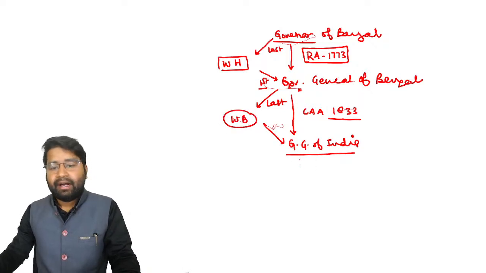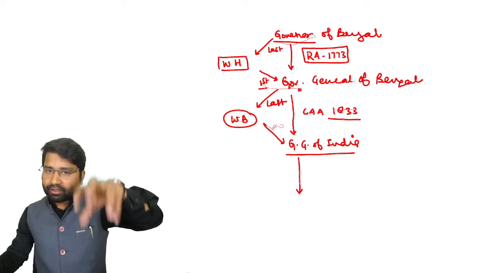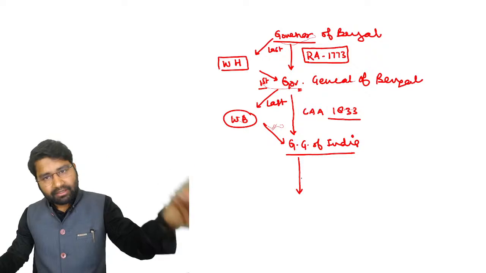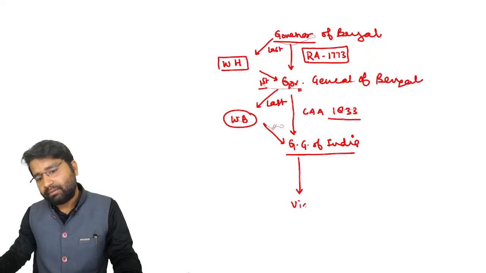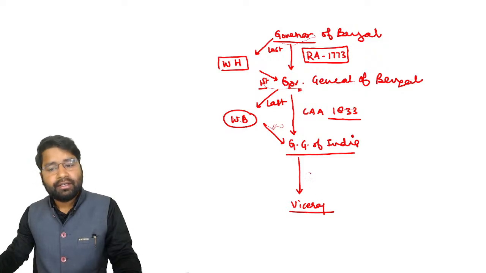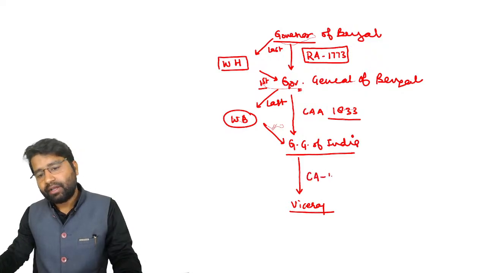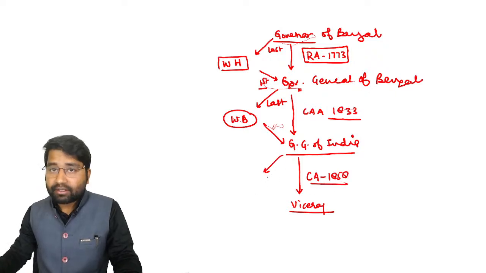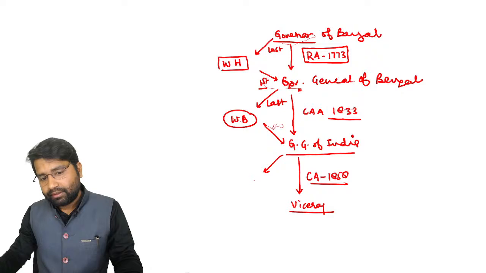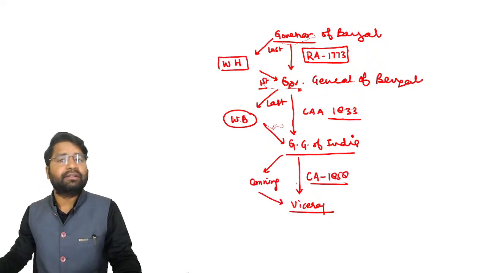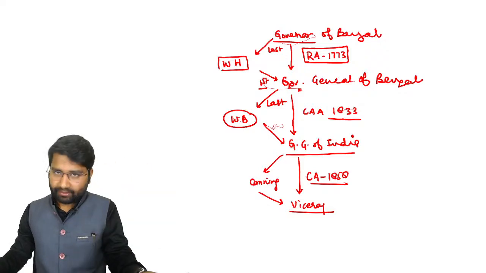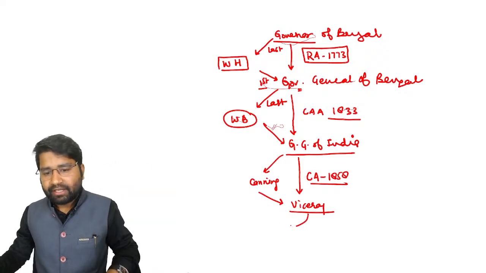Okay. There will be once again modification after the revolt of 1857. There will be more control over the Indian territory by the British Crown, and here comes the development of the Viceroy post, after the Crown Act 1858. And students, here the last Governor General of India was Canning, and the first Viceroy and Governor General of India was Canning. Okay.